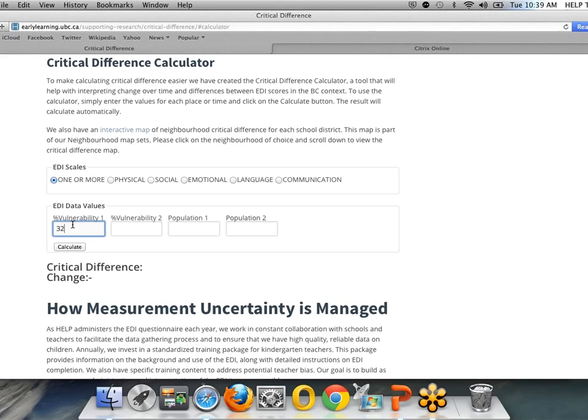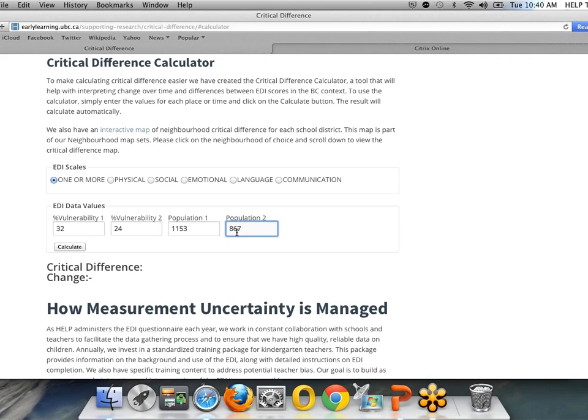So in wave 1, they had 32%. So I enter 32% right here. And in wave 2, they had 24%. And then in the first wave, they had a population of 1,053, and then they had 867.